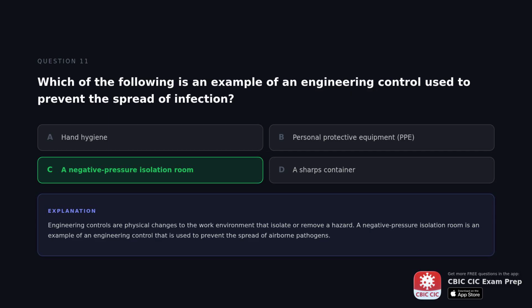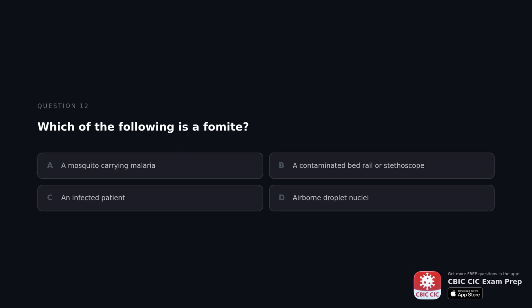The correct answer is, a negative pressure isolation room. Engineering controls are physical changes to the work environment that isolate or remove a hazard. A negative pressure isolation room is an example of an engineering control that is used to prevent the spread of airborne pathogens.